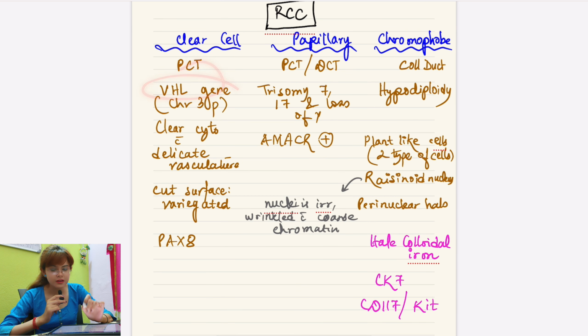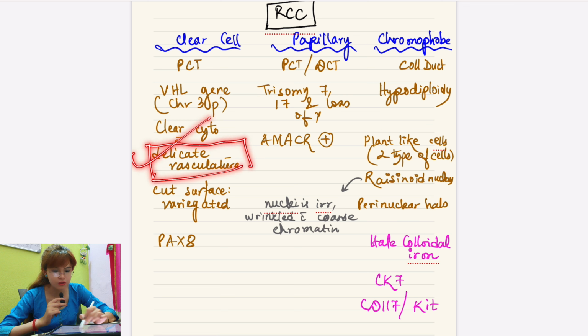Okay. Now in clear cell there is a loss of the VHL gene, on chromosome 3p. Important MCQ point. Whereas in chromophobe you have hypodiploidy, and in papillary you have trisomy 7, 17 and loss of Y. Now clear cell has a clear cytoplasm, but it also has another important point, which is the delicate vasculature. I will show you the image, but first understand this delicate vasculature.